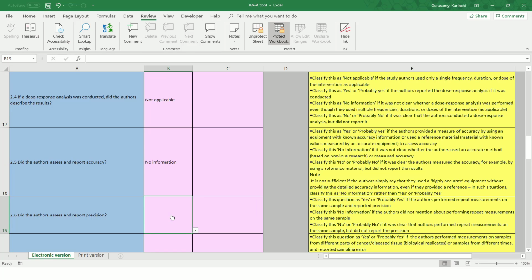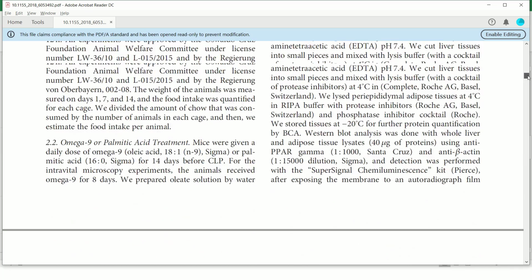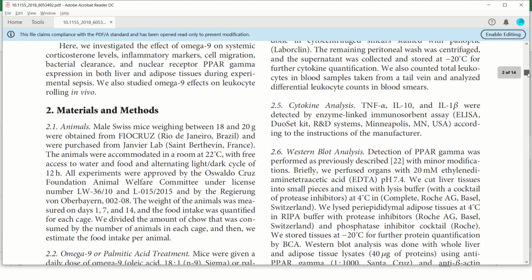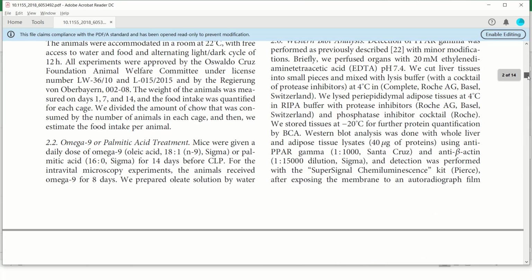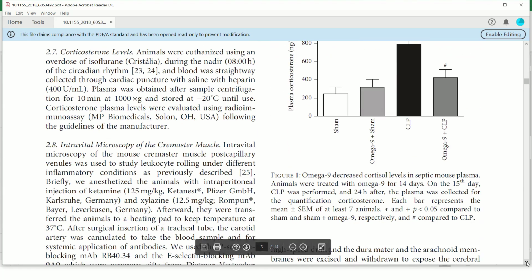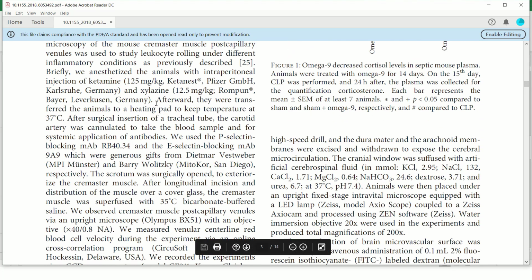Now did the authors assess and report precision? So here we are talking about repeated samples, repeated tests in the same sample. They don't seem to have done that. Let me just go through this section. We got the liver tissues, mixed it with the thing, and it looks like they just did it once, but we don't know that for sure. Okay, and how many did they do?